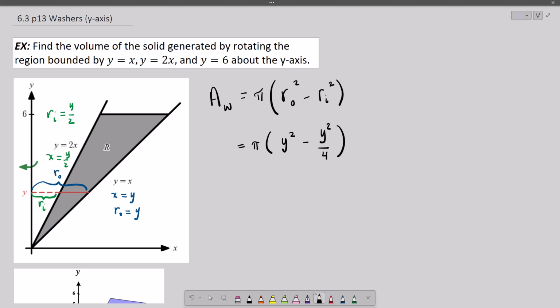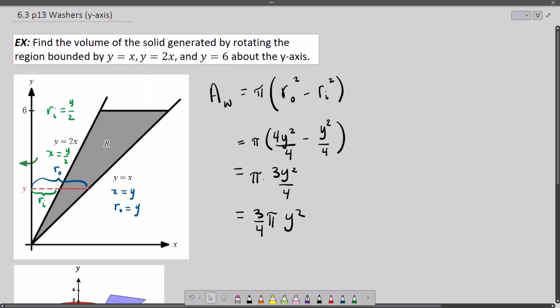Those happen to be like terms, so we could put a 4 over 4 here. We're going to get pi multiplied by 3y squared divided by 4, which we normally would probably write as 3/4 pi y squared. All right, any questions up to that step?